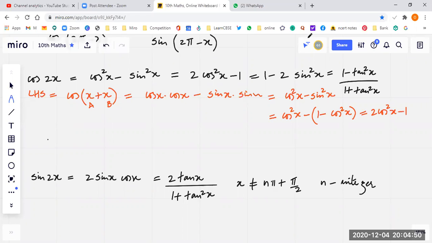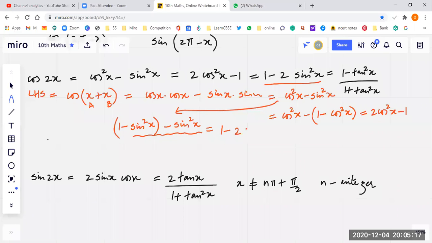And now you can also prove it like this. How does it become 1 minus 2 sin square x? Here I convert the cos. So cos square x is 1 minus sin square x, minus sin square x, right? Yes, Ishma. So this is equal to 1 minus 2 sin square x. Speak loudly.